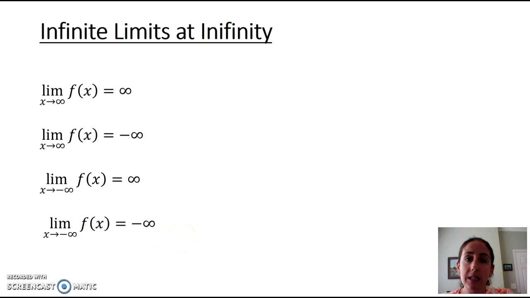Now, in previous lectures, we've discussed that if the limit as x approaches infinity of f of x gives us a finite value, we would have a horizontal asymptote. But notice these are not finite values. And we also talked about if x approaches a finite value and you get plus or minus infinity as your limit, that you would have a vertical asymptote. But again, these are not finite values. So what does that mean? Infinite limits at infinity do not give us vertical or horizontal asymptotes.